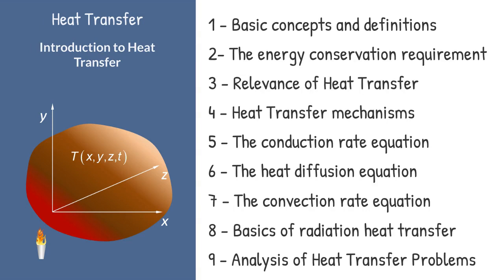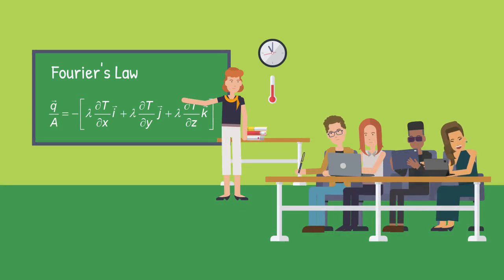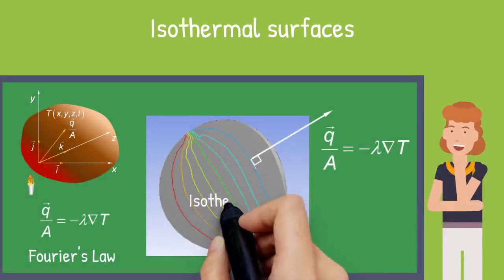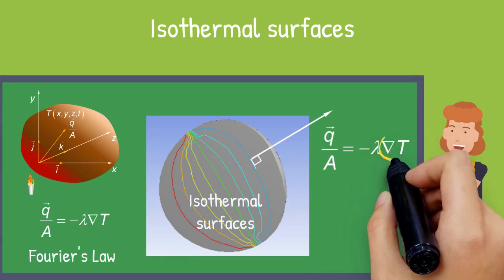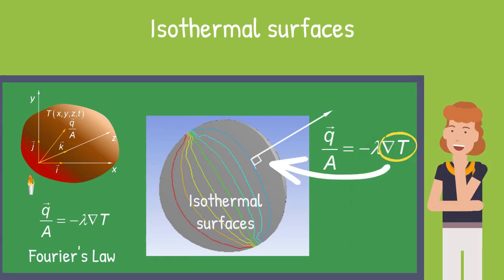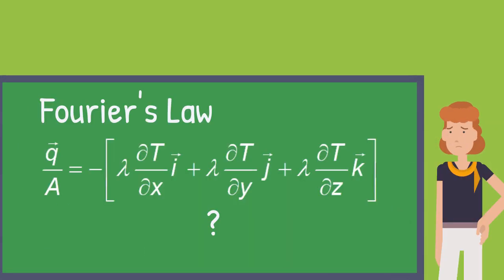Remember that the introduction to heat transfer is divided into several lessons. In the fifth lesson, you can find a description of the rate equation for conduction. That is, Fourier's law. A consequence of Fourier's law is that the heat flux vector is normal at any point to the isothermal surfaces. However, for applying Fourier's law, you need to know the temperature derivative.